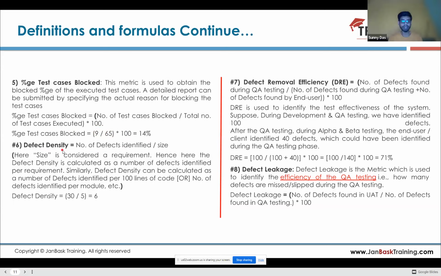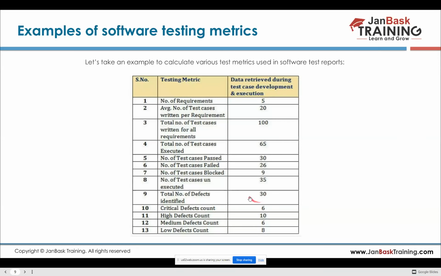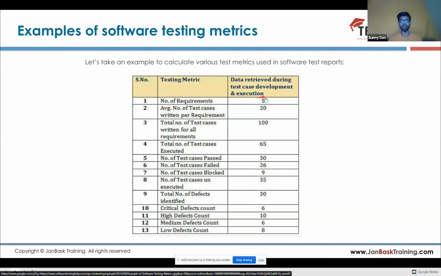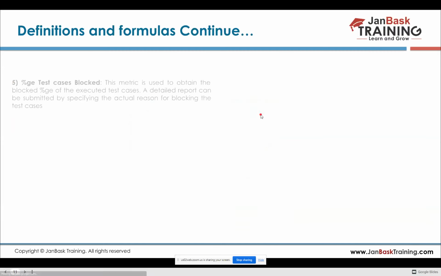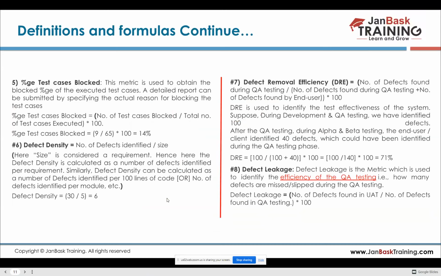What is the defect density? So defect density is the number of defects identified divided by size. Size means the number of requirements you are having. So what is the total number of defects you have identified? It was 30, right? You have logged 30 defects and you have 5 requirements. So the defect density is 30 divided by 5, which is 6. That means per requirement, on average, you are getting 6 defects.